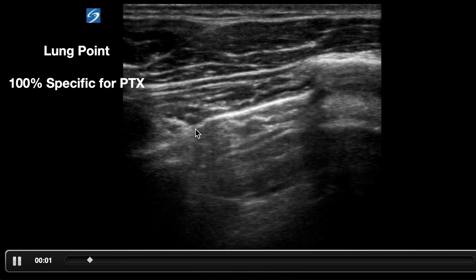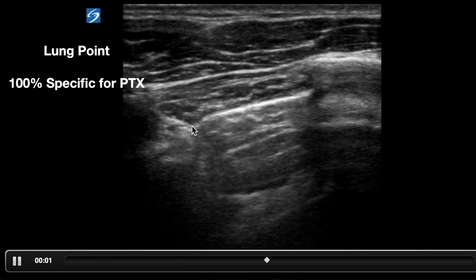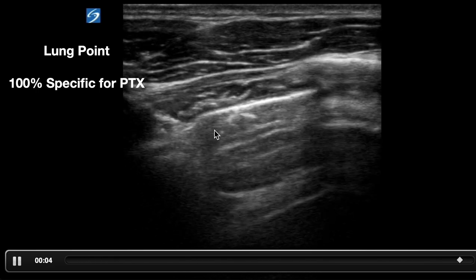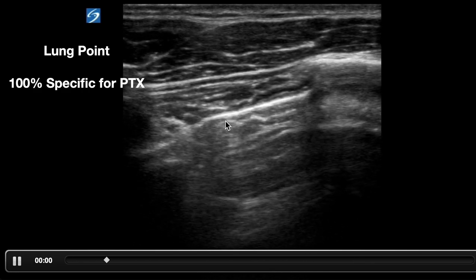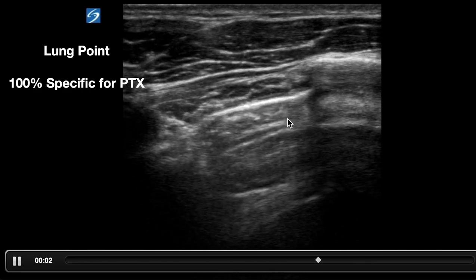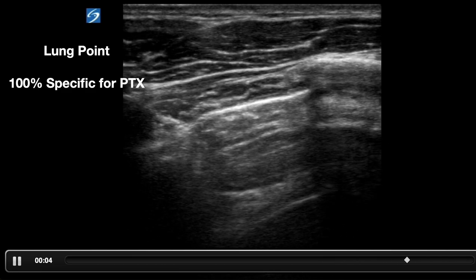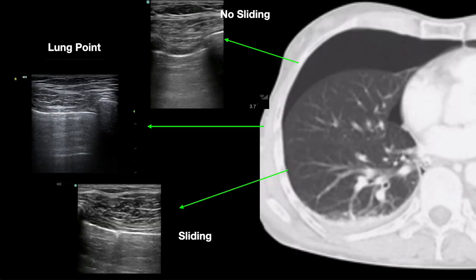But if you look here on the left side, you don't actually see that sliding. And that tells you this is right where the lung dives away from the chest wall, indicating that this is where the pneumothorax starts and ends. And this is 100% specific for pneumothorax, and indeed tells you the patient has a pneumothorax.